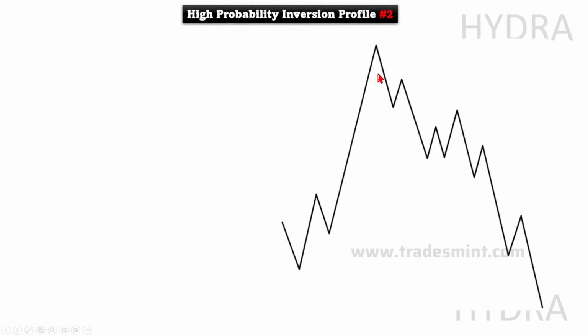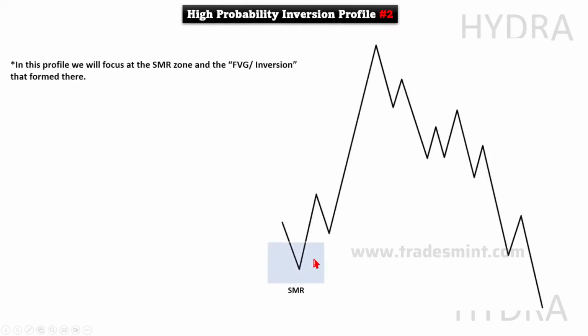Do you guys remember me saying that in our smart money reversal zone, SMR zone, we'll be looking for an inversion, and that's where our high probability inversion will form. So what's our SMR level here? This is our SMR level, right? So we'll be looking for an inversion to form here, or a fair value gap. So this is our SMR.